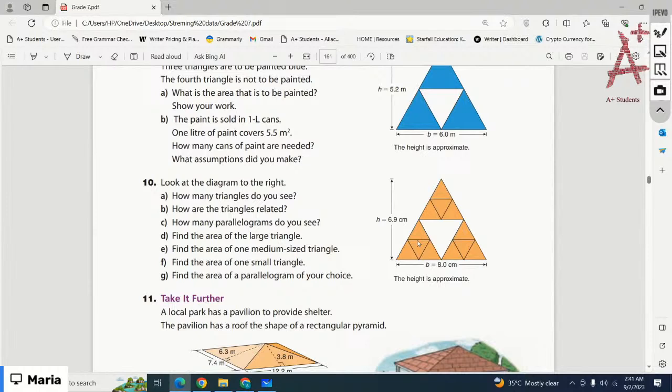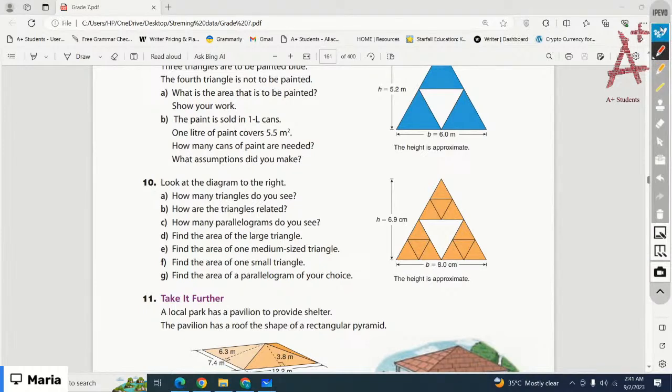Find the area of the larger triangle. You are given the measurements 8 and 6.9, right? Let's just multiply them and divide by 2. Find the area of one medium sized triangle. This one is the medium sized triangle, right? You can see one, two, three, four triangles. The area of the larger triangle is 8 times 6.9 divided by 2, 55.2 divided by 2, that would be 27.6. The area of the larger triangle is A equals 27.6.